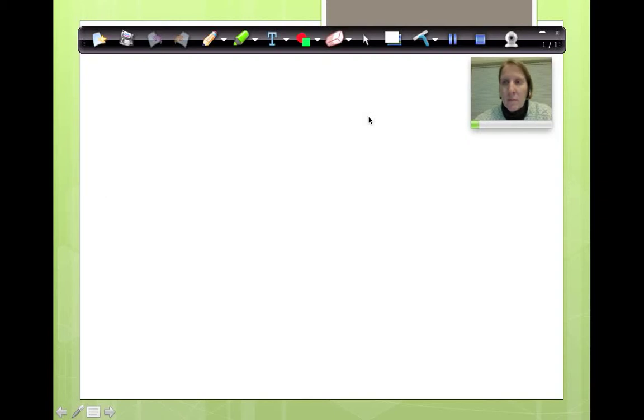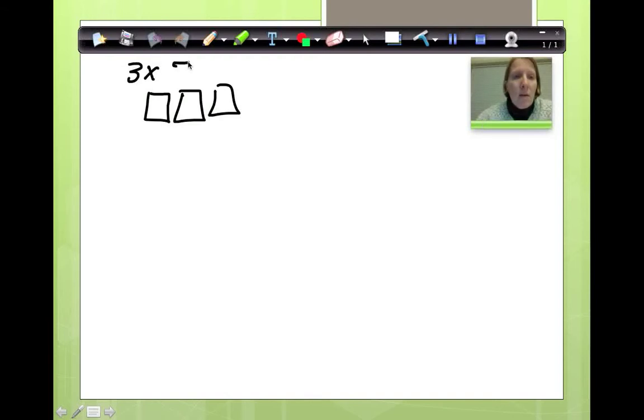Now, I would like to make a 3 by 5 array with tiles or squares. Okay, so 3 groups of 5, so I need to have 5 across. 3 by 5. Okay.